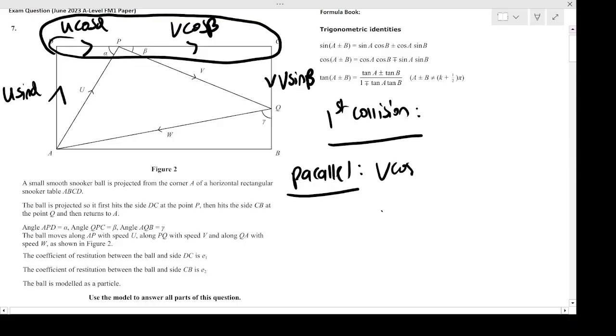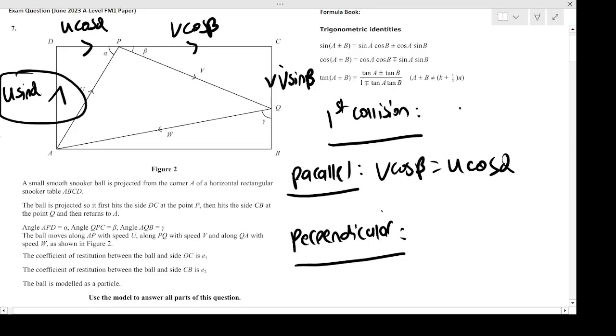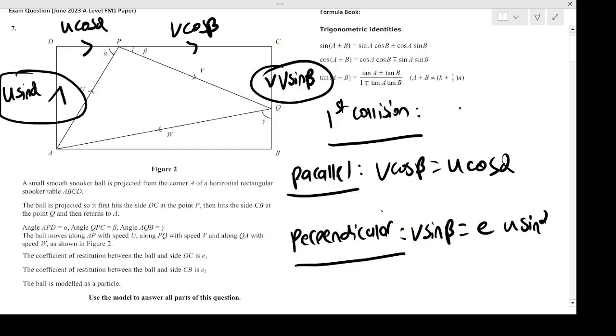So V cos beta is going to be U cos alpha, and then perpendicular. So it's going to be perpendicular to that wall. So it's going to be these two components here. Hopefully you can see that right. So that's going to be V sine beta is going to be E lots of U sine alpha. All we're doing here is the standard stuff of doing the parallel and the perpendicular equations. So hopefully you should be happy with what I've done here.